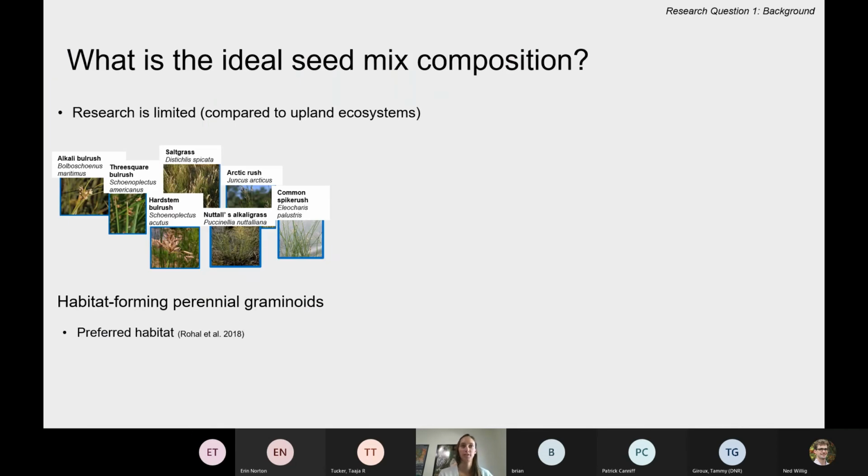Background information for this first part of my research question, what is the ideal seed mix composition? Compared to upland systems, research is limited. The species I'm showing on the screen here are habitat-forming perennial graminoids, and graminoids is grass-like morphology. Either a few or several of these species are typically used if seeding is attempted in Great Salt Lake wetlands, because these species are the preferred habitat for waterfowl, and therefore they're the preferred habitat for some of the wetland managers that are attempting these restoration efforts.